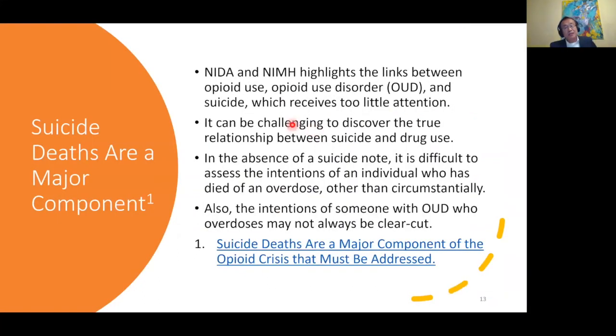So the message here is that, as a matter of fact, it is difficult. They found some correlations between suicide and opioid use disorder, but the major message here is that it is difficult to assess the intentions of individuals who have died of overdose, which means it's hard to figure out what the relationship is. Is it causality, or is it just correlation?